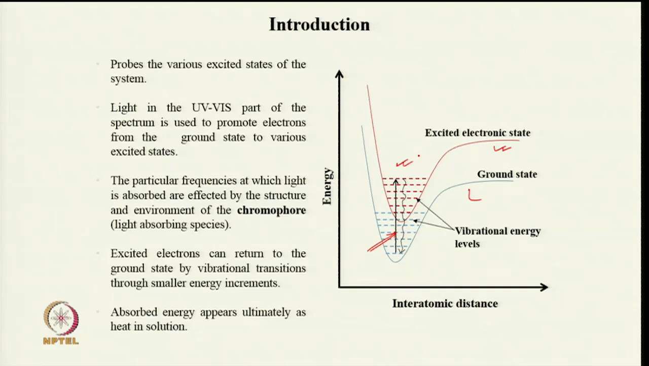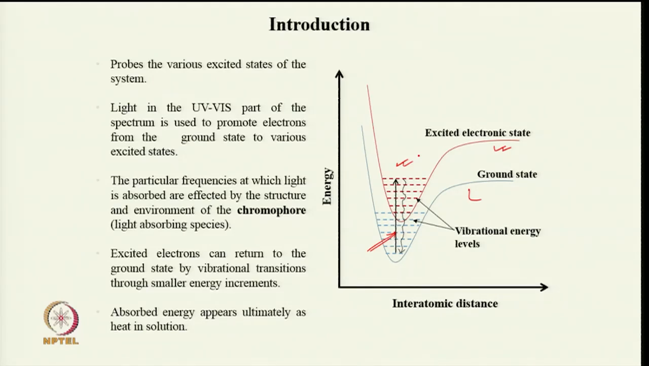The particular frequency at which light is absorbed is affected by the structure and environment of the chromophore. Here we are going to discuss conjugated double bond systems as chromophore, and the structure and environment of the chromophore will decide the frequency of the transition.